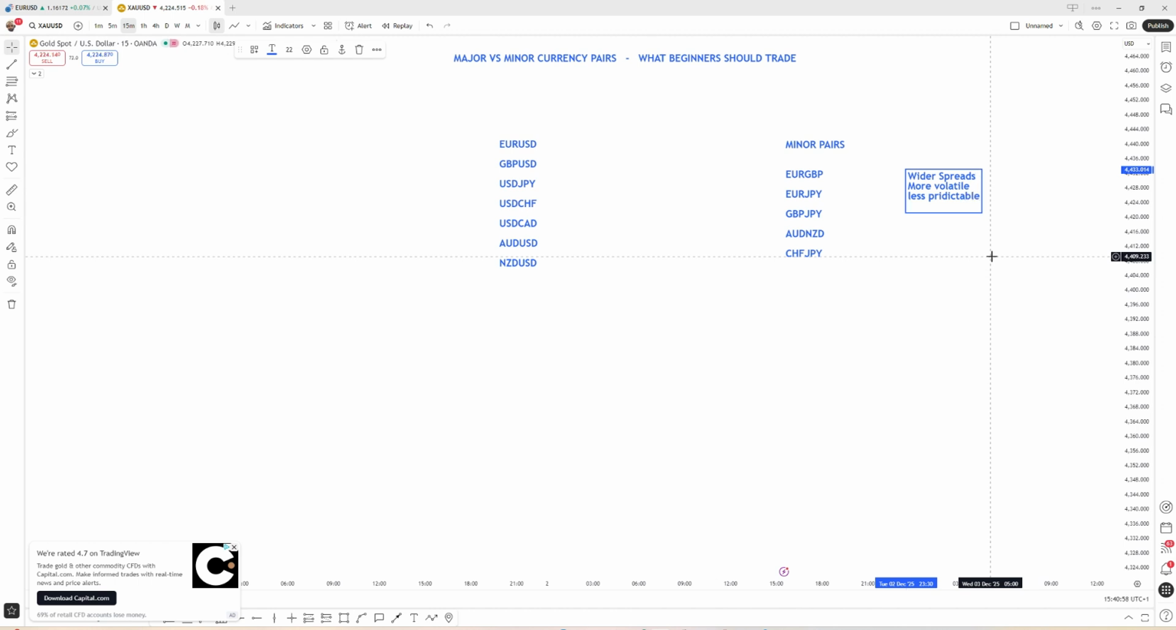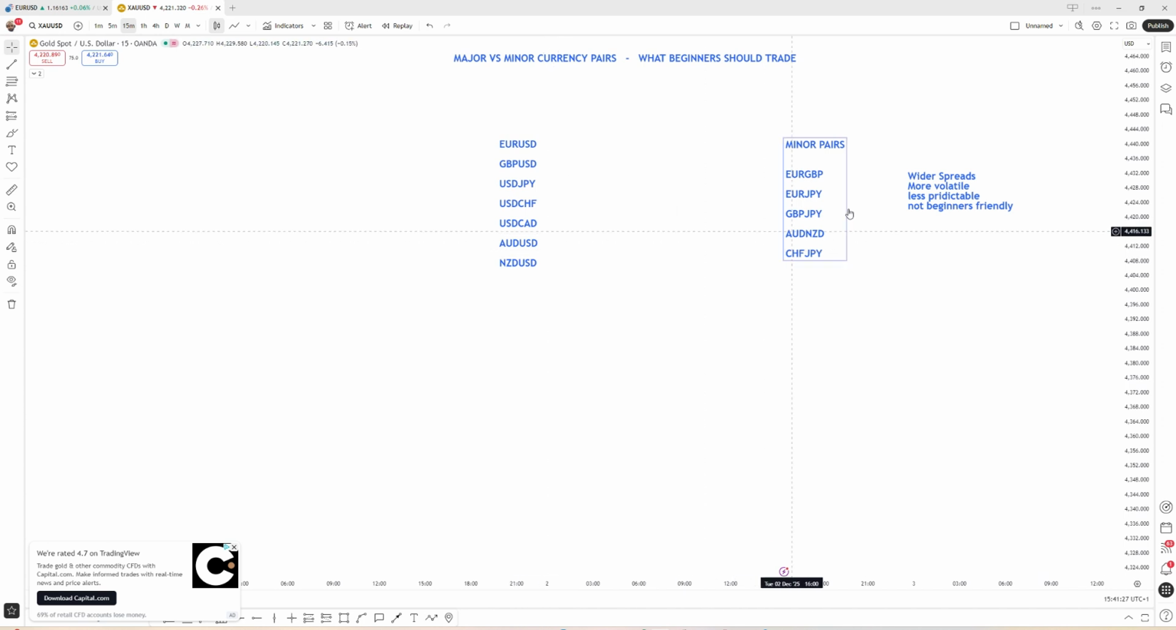And last but not least, they are not beginner friendly. So to recap: they have a very wide spread compared to major pairs, they are more volatile, they are less predictable, and they are not beginner friendly. As a beginner forex trader, it is not advisable to start trading these minor pairs because of these reasons.